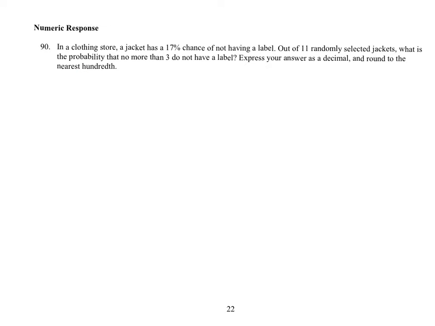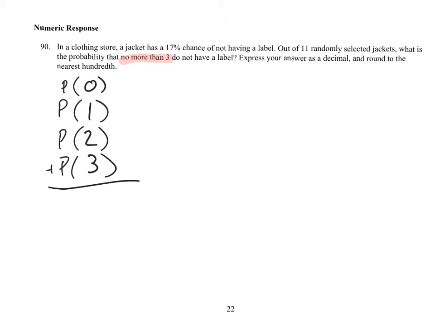Well, first let's think a little bit about what this no more than 3 means. That means that we need to account for a few things. No more than 3 means a success would be that we get 0, 1 without a label, 2 without a label, and 3 without a label. So to do this accurately, we need to find the probability of getting 0 without a label, 1 without a label, 2 without a label, and 3 without a label. And then we need to add all those probabilities together because those are all different ways that we could successfully do this.